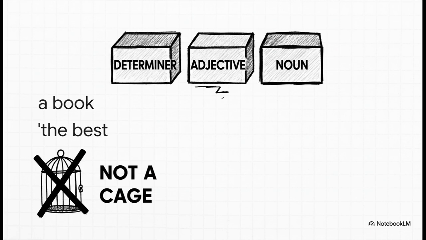Now, here's the really cool part. This whole structure is flexible. You can take out the adjective and just say, a book. You can even get rid of the noun if everyone knows what you're talking about, like, of all the answers, yours is the best. So the blueprint is more of a guide, not some rigid cage you have to follow.